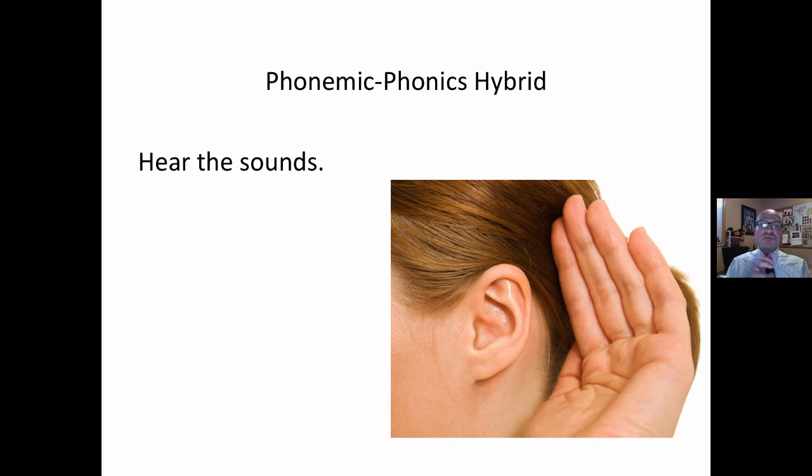We also use a phonemic phonics hybrid. Phonemic awareness: can you hear the sounds within the words? For example, bad. What are the sounds you hear within bad? Let's stretch it out. B. And if they need help, b, d. b, d. Good. Bad. And as they hear the sounds, we show the letter.